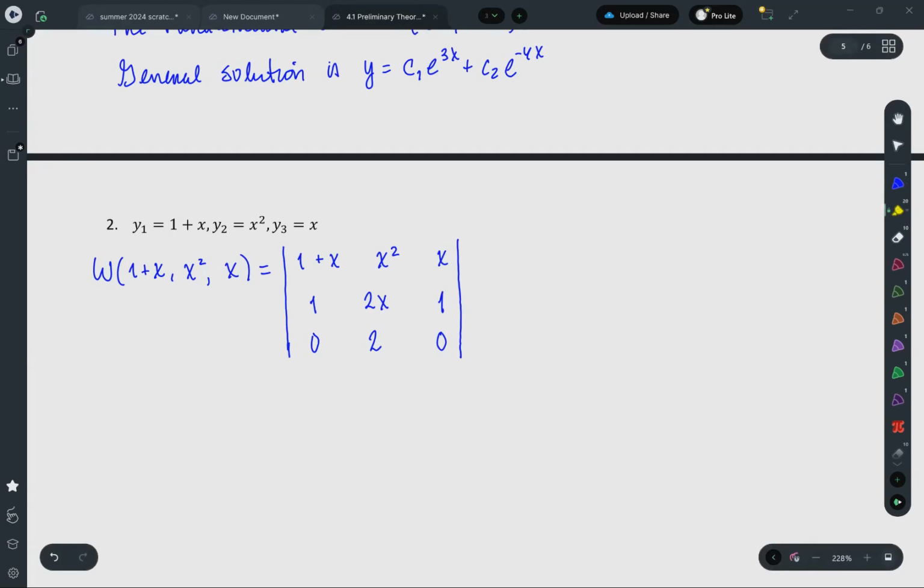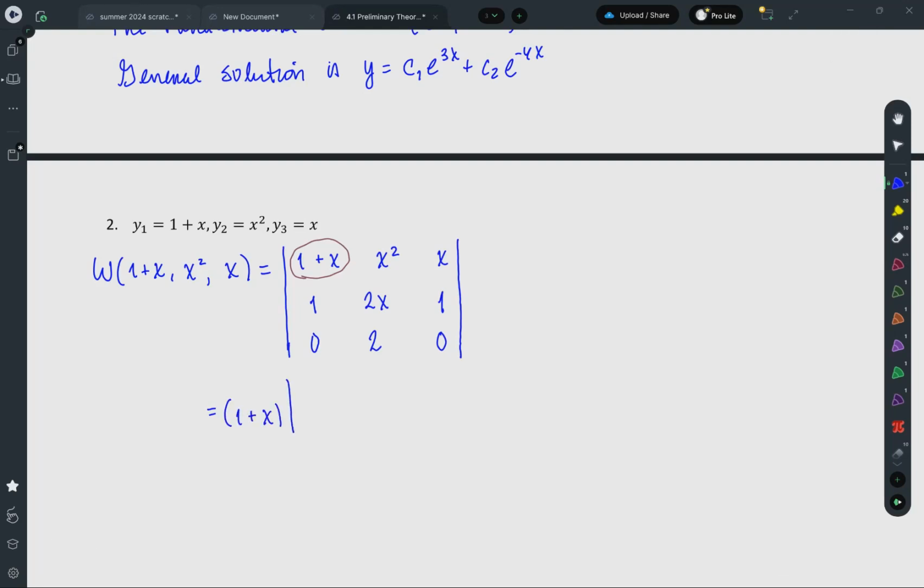And I have to do that thing where I focus on the first element. I got the 1 plus x, and now I'm going to really just imagine crossing out the row and column that it's in. And so then my determinant is equal to this, in parentheses, 1 plus x times the determinant that has components 2x, 1, 2, and 0.